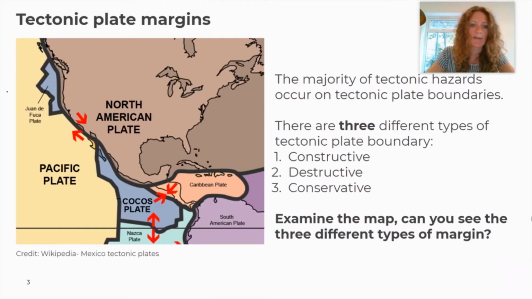I want you to have a look at the map again, and have a look at where you can see the Cocos plate and the Nazca plate. Those two arrows are pointing away from each other. That is a constructive plate margin. And now I'm going to explain exactly what that means.